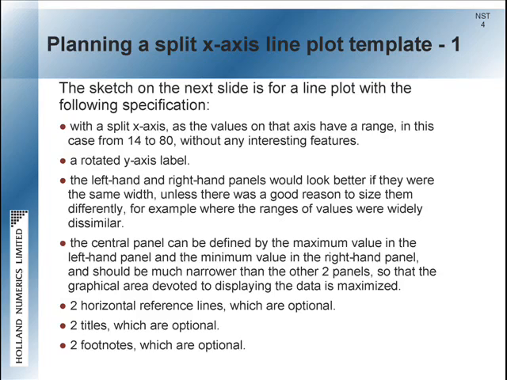I'm going to rotate the y-axis label and then put in optionally 2 titles, 2 footnotes and 2 horizontal reference lines which can be switched on and off. Okay, next please.